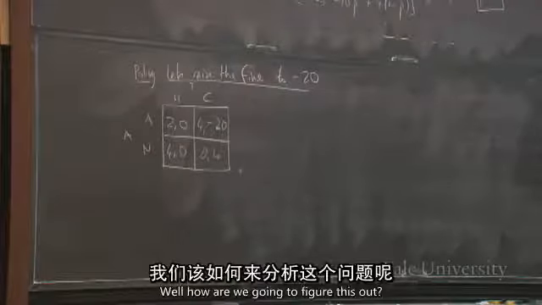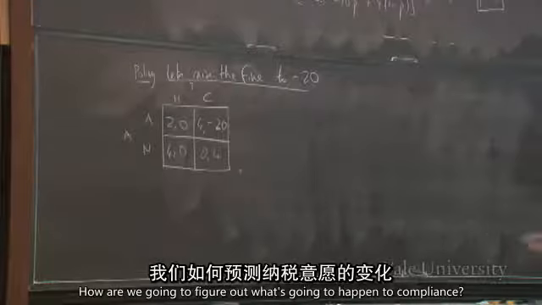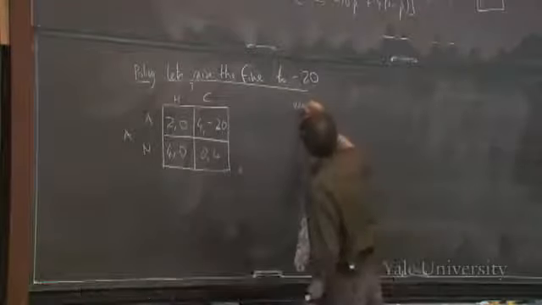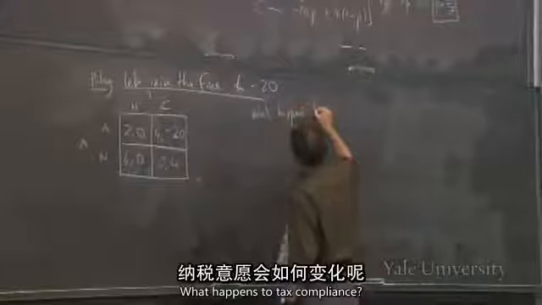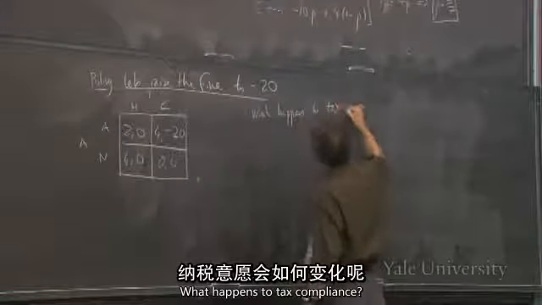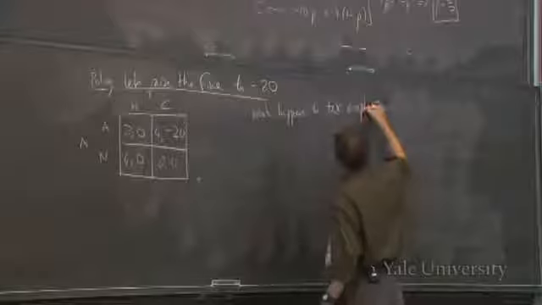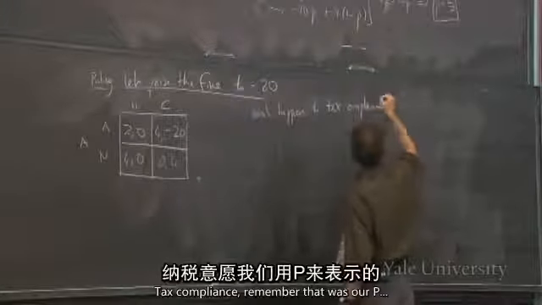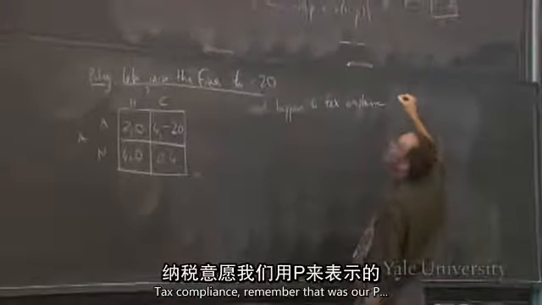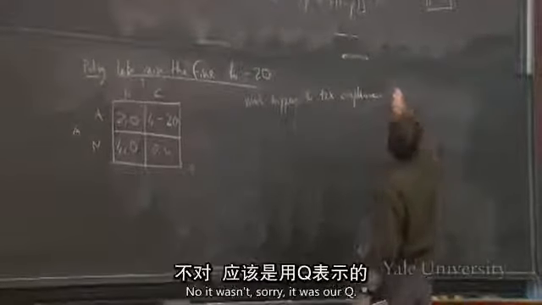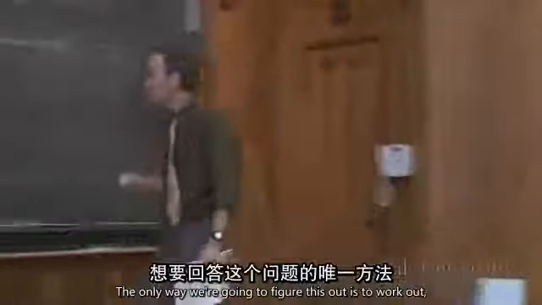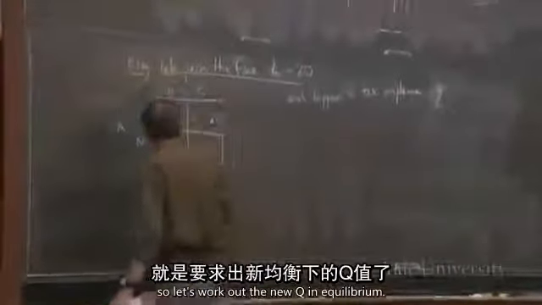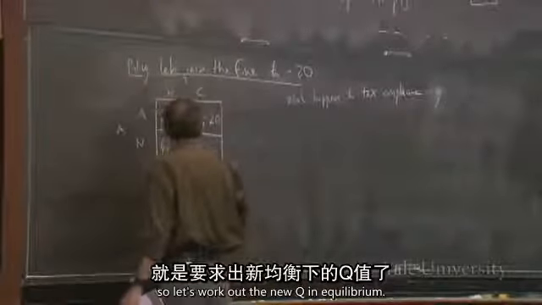Well, how are we going to figure this out? How are we going to figure out what's going to happen to tax compliance? Remember, that was our P. No, it wasn't. Sorry, it was our Q. All right. Well, the only way we're going to figure this out is to work it out. So let's work out the new Q in equilibrium.